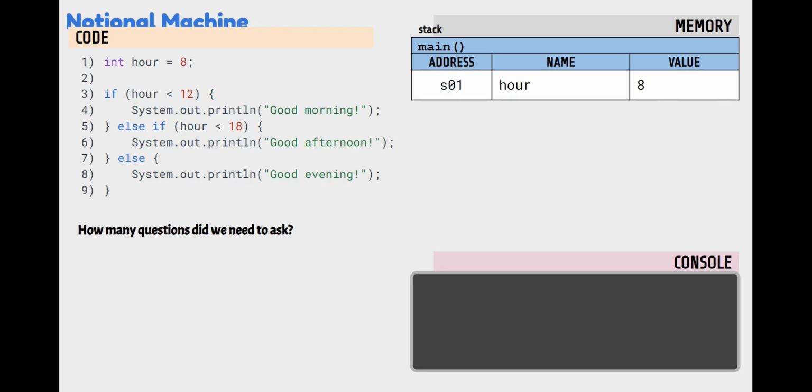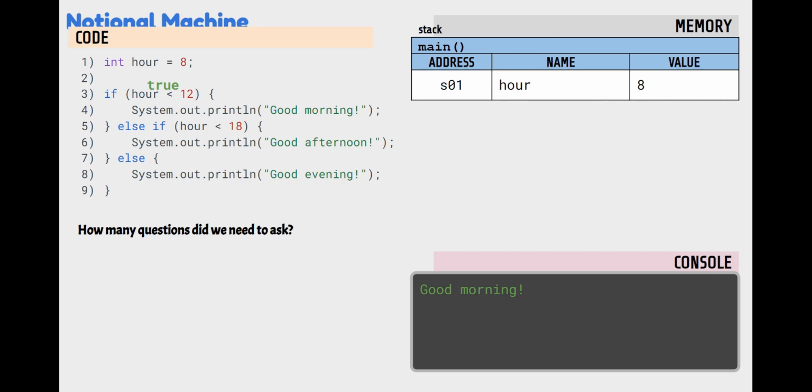The hour has been changed. Hour is now initialized to 8. On line 3, we ask if 8 is less than 12. That evaluates to true. We print good morning in the console because we execute that block of code attached to the if. We skip the block of code attached to the else if on line 5. We skip the block of code attached to the else on line 7.